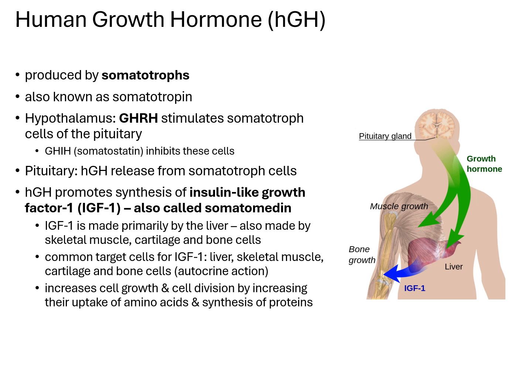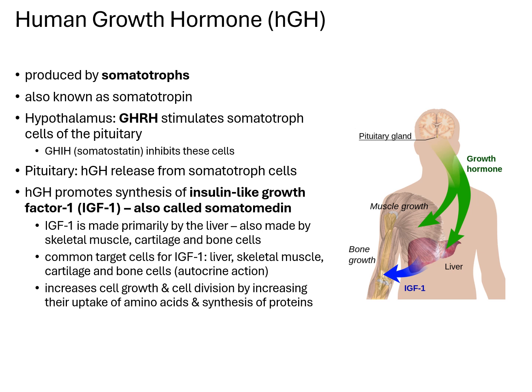But its main target is the liver, and the liver produces large amounts of IGF. Now, the common target cells for IGF are the liver, the skeletal muscle, the cartilage, and bone. So this is a little bit of autocrine action going on. So it's pretty interesting that human growth hormone will tell things like our skeletal muscle, our cartilage, and our bone to increase by increasing their growth of their cells, by increasing their production of proteins, by increasing their numbers through mitosis. But it doesn't do it directly.